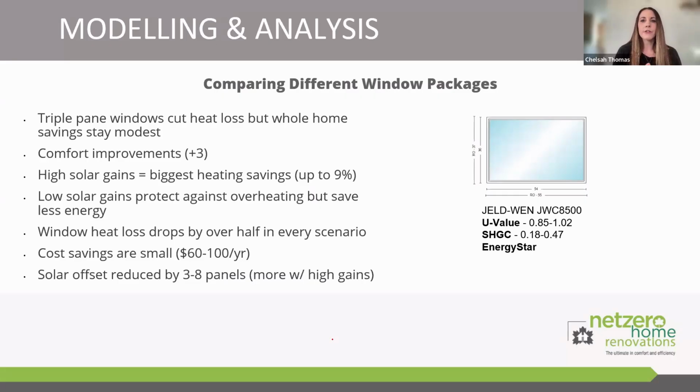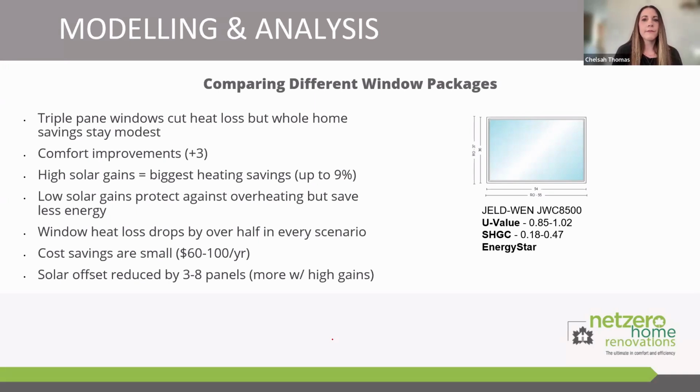When we ran the various packages, I thought there would actually be more of a difference in total energy savings, but regardless of the windows chosen, installing triple pane windows did cut heat loss up to 11% in some cases, which was over half of what it was pre-retrofit. Looking at the comfort improvement, it was pretty much the same across the board as long as we went with triple pane windows. And the biggest impact was the cooling load reduction with the low solar gain windows, which was unsurprising but saved less energy overall, kind of reflecting what Mark had said previously.